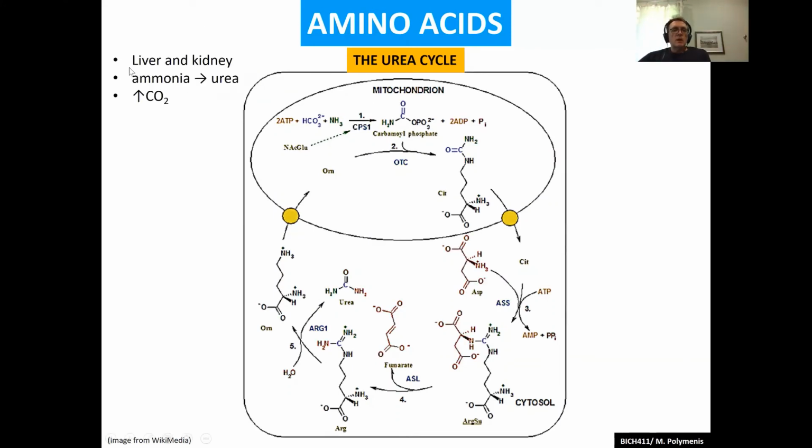A lot happens, and it happens in all cells, but the liver and kidney are the primary movers in this case. We do not secrete ammonia into our urine. We secrete mostly urea. Okay.